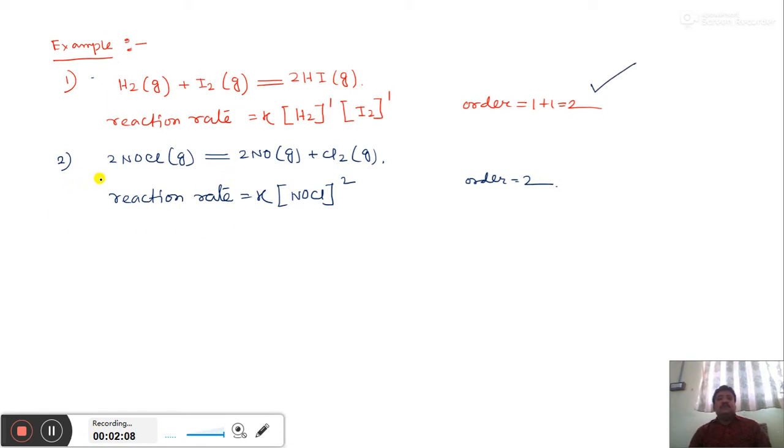Another example is 2NOCl = 2NO + Cl2. Here reaction rate is equal to k into molar concentration of NOCl whole square. This whole square means the power of the molar concentration is 2, so the order of the reaction is 2. This is a common example of second order reaction, and this reaction is also important for our exam.